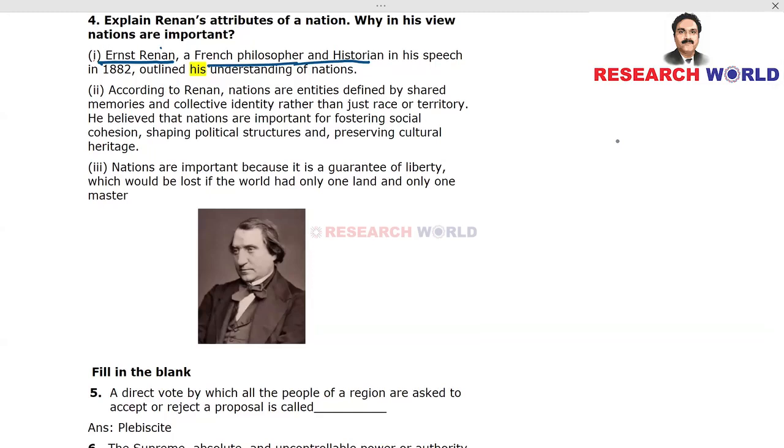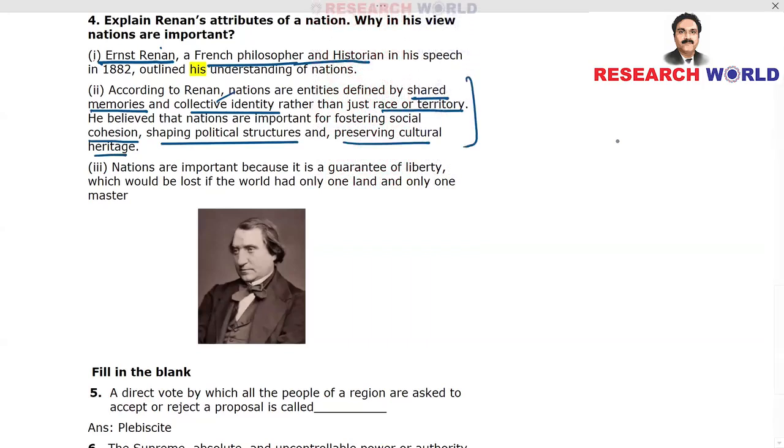According to Renan, nations are entities defined by shared memories and collective identity. These are the two key points required in your answer. Shared memories and collective identity rather than just race or territory. He believed that nations are important for fostering social cohesion, shaping political structures, and preserving cultural heritage. Please note this point. This is going to be very, very important.